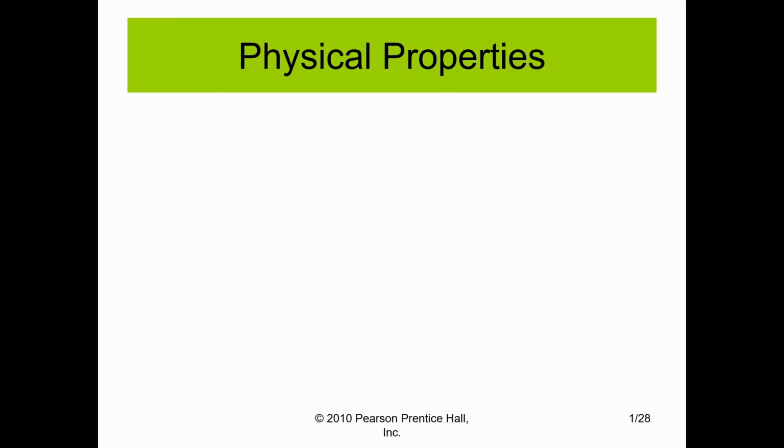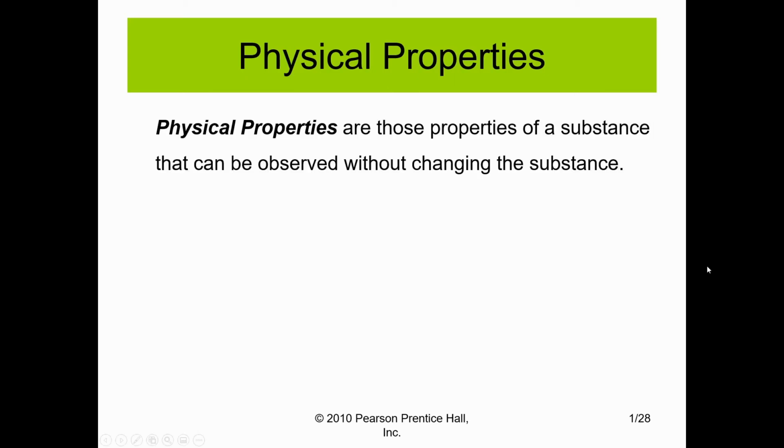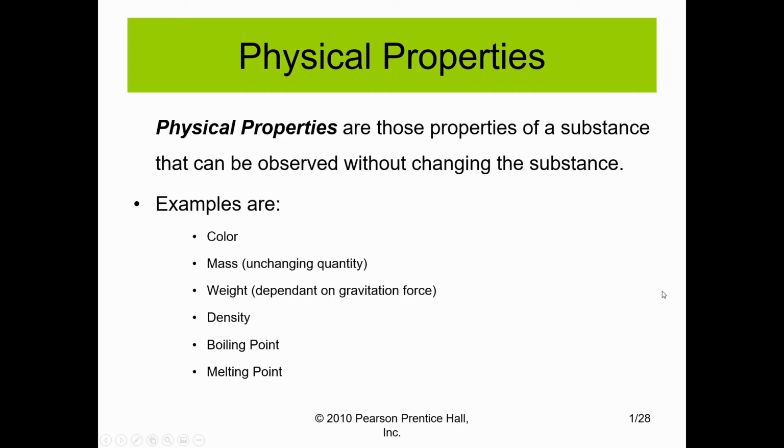One thing that chemists can do is use their knowledge of chemistry to change matter and turn it into more useful substances. When we're distinguishing different types of matter, there are two types of properties that we can look at. We can look at the physical properties of the matter and the chemical properties of the matter. The physical properties are those properties that can be observed without changing the substance. These characteristics include things like color, odor, mass, weight, density, boiling point, and melting point.